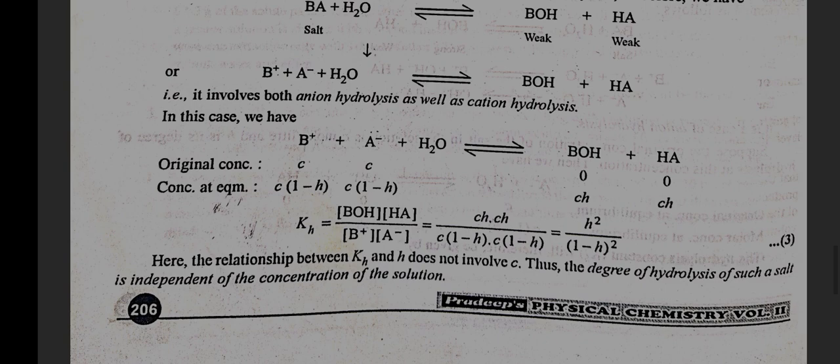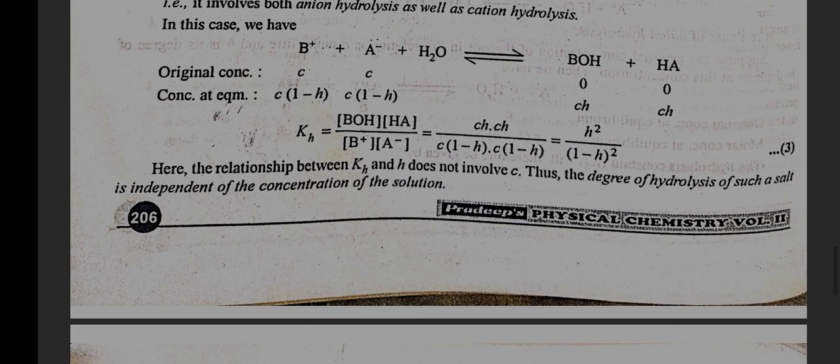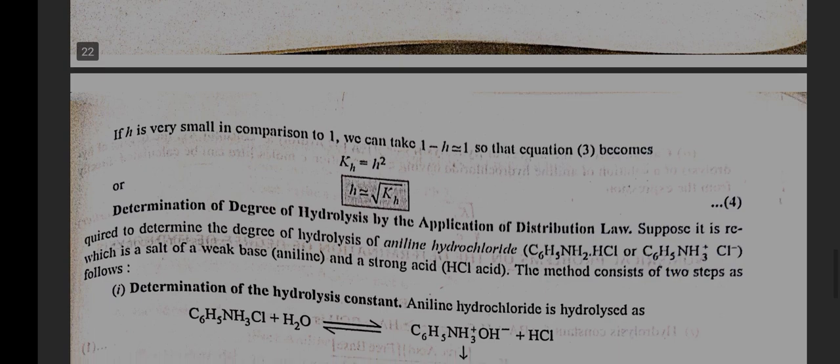Original concentration C0, concentration at equilibrium C(1 minus h), C(1 minus h), Ch, Ch. Kh is equal to [BOH][HA] divided by [B+][A-], which is equal to h square divided by (1 minus h) whole square. Here, the relationship between Kh and h does not involve C. Thus, the degree of hydrolysis of such a salt is independent of the concentration of the solution.